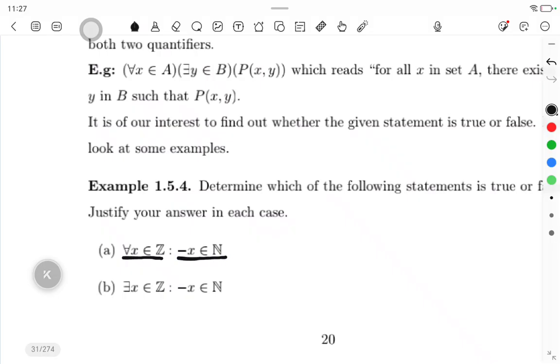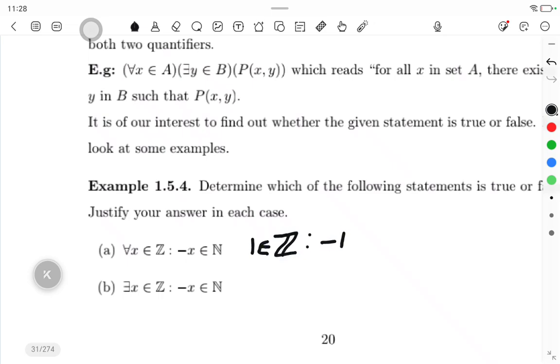So what they're saying is that if I take any number from Z, or all these numbers that I take from Z, this will always be true. After I multiply them by negative, there will always be an element of a natural number. And it says all, meaning there's no restriction. So in other words, if I take a 1 from an integer, when I multiply that 1 by negative, this will be an element of a natural number.